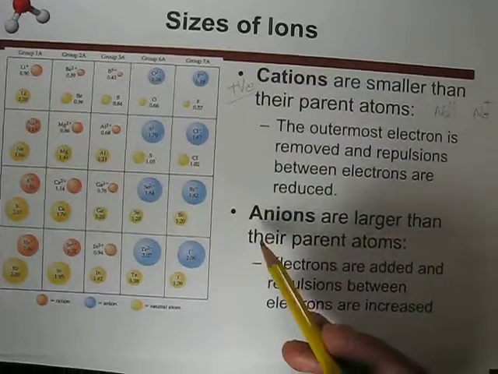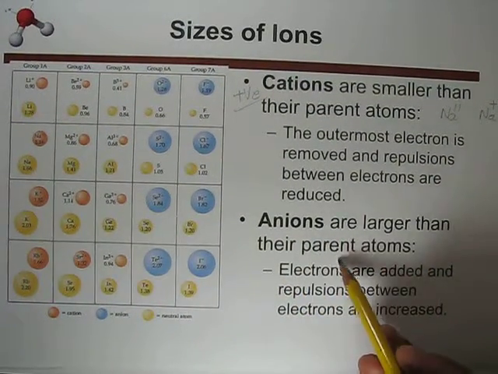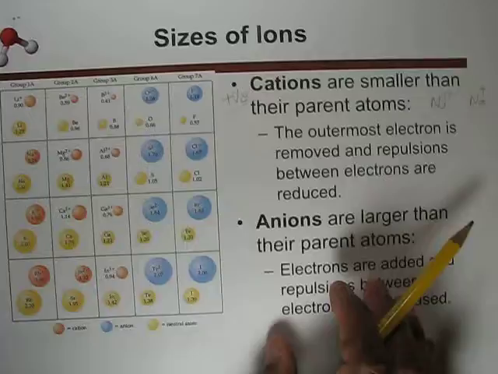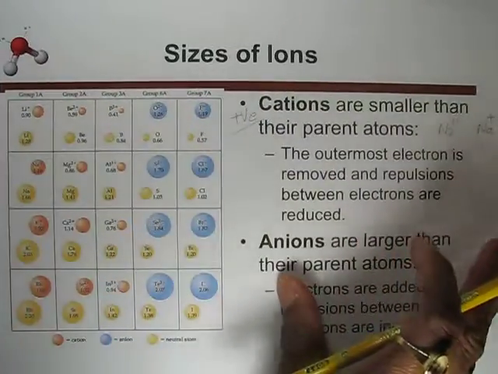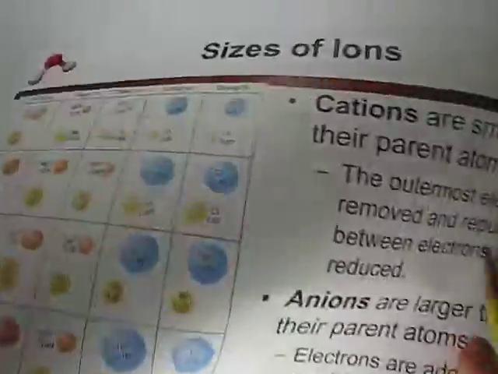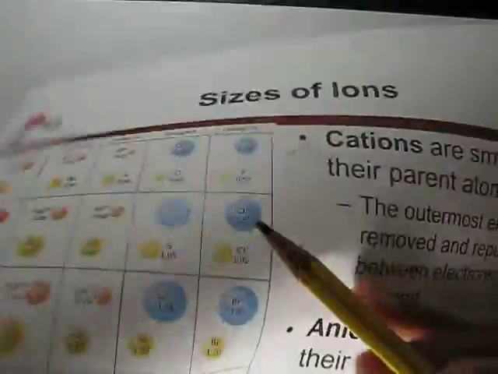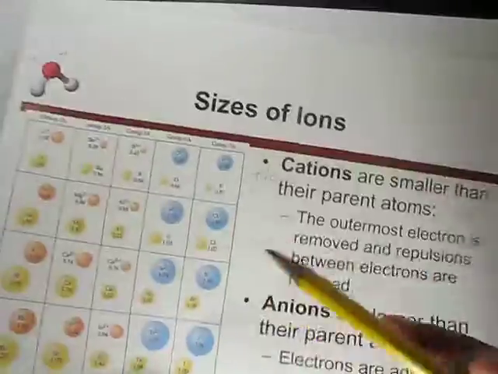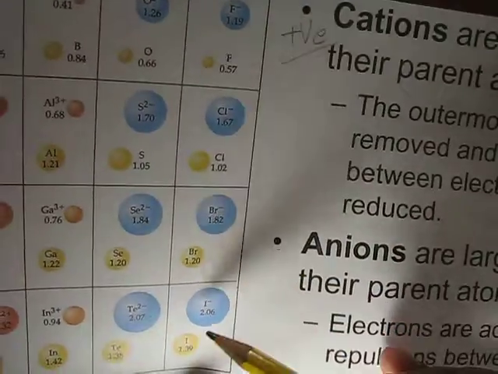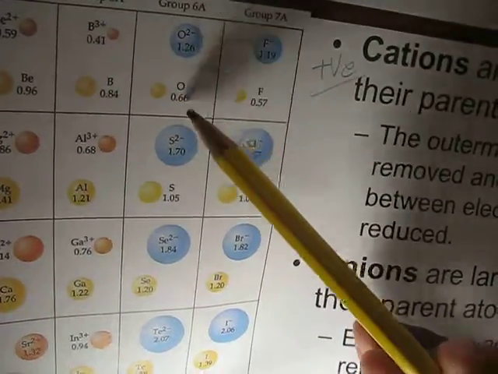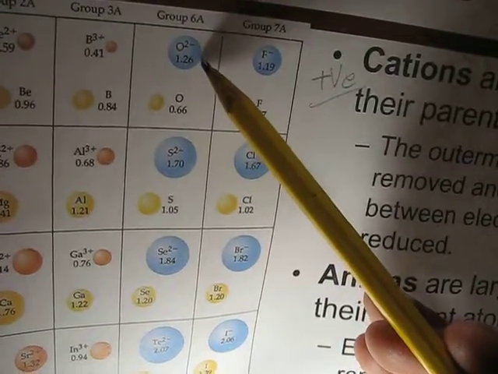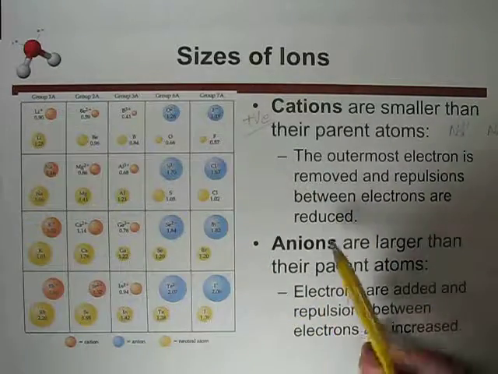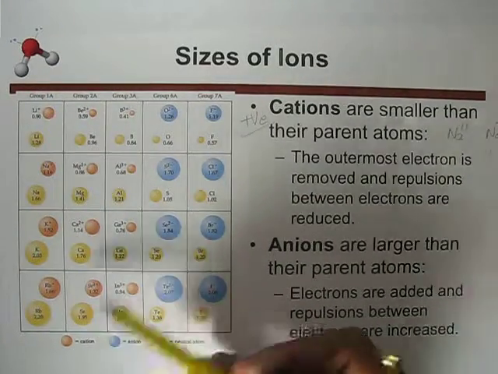On the other hand, anions are larger than their parent atoms. Electrons are added and the repulsion between the electrons increases. For example, this chart shows oxygen, sulfur, selenium, tellurium, and here are fluorine, chlorine, bromine, iodine. So these atoms are comparatively smaller than their anions. So anions are larger than their parent atom, and cations are smaller than their parent atom.